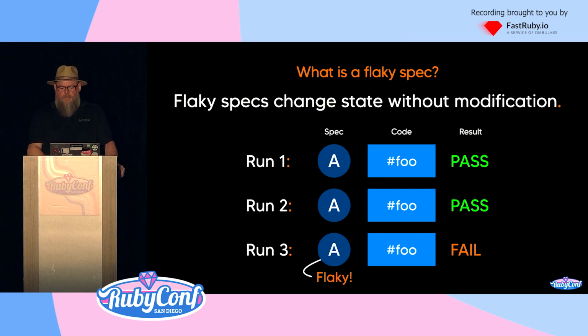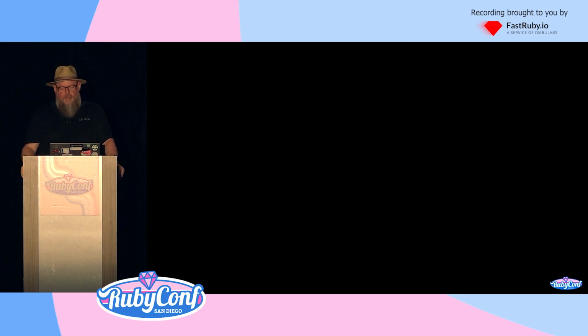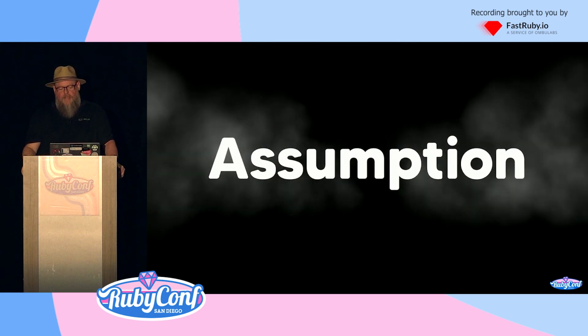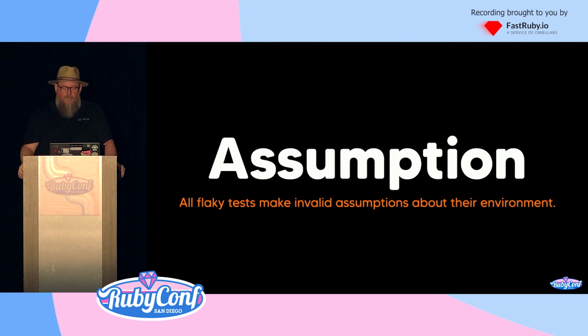But how does this happen? Well, it happens because of that secret ingredient that I mentioned. All flaky tests have it in common, but what is it? What is the secret ingredient? It's an assumption. All flaky tests make invalid assumptions about their environment. They assume their environment will be in a particular state when the test begins, but that assumption is rendered incorrect by some change in the environment or between or during test runs.